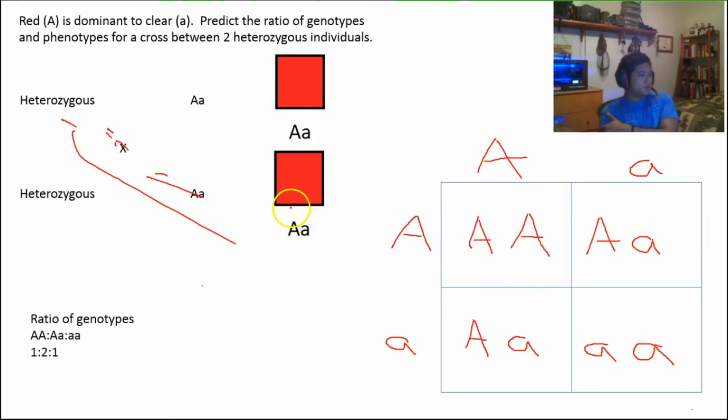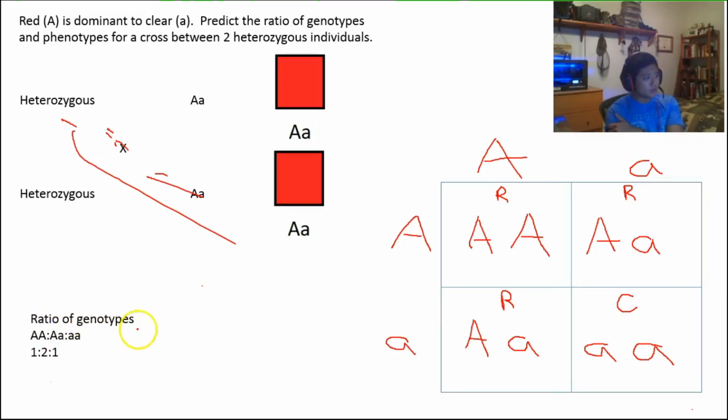Okay, so what are the ratios of the genotypes? Well, let's look at these individuals. So what is the phenotype of this individual going to be? Big A is going to give me red. Big A, little a, the heterozygous is also going to give me red. Big A, little a is also going to be red. And little a, the phenotype of this one is going to be clear.